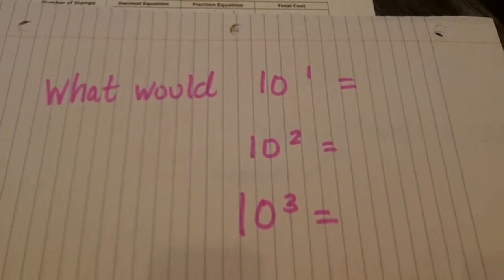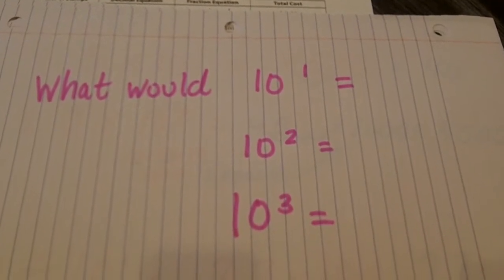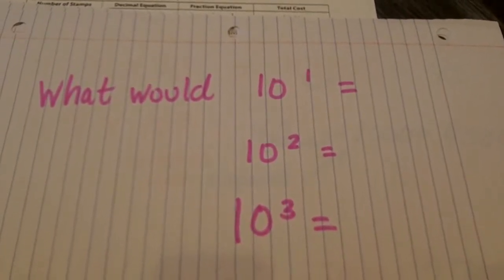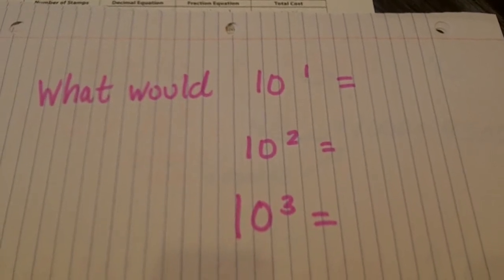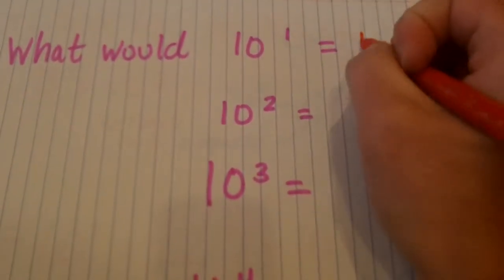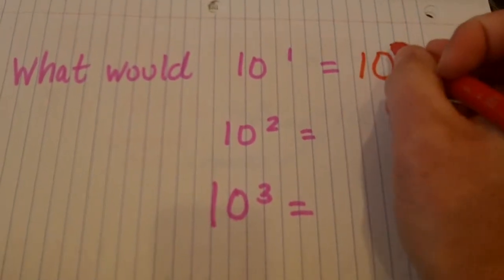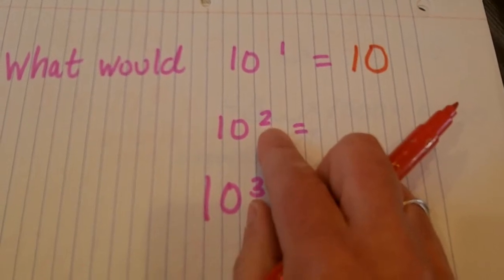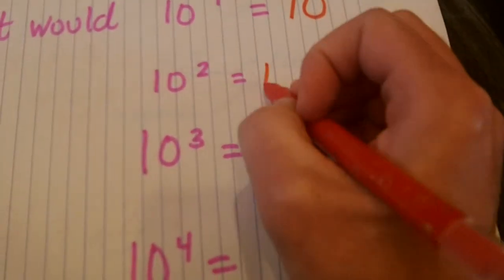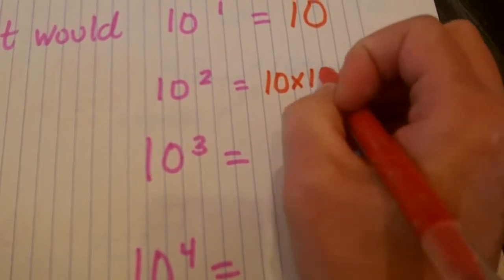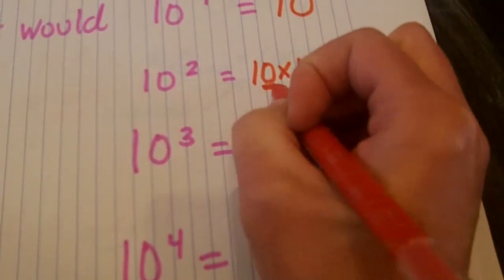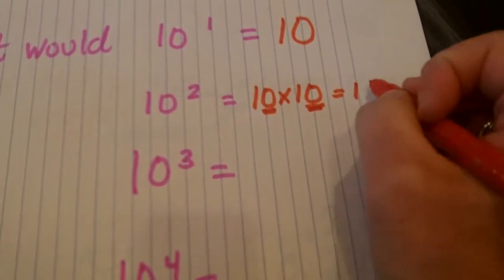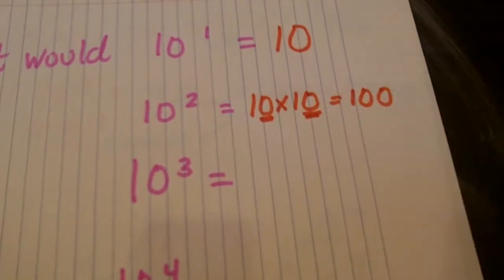All right, let's take a look at using our bases of 10. What would 10 times 1 be? That would basically be 10 times really nothing, because I'm not multiplying it by anything, so I would get a total of 10. Now here it says 10 raised to the second exponent. That means 10 times 10. So now I have 2 zeros, which means my answer would be 100.